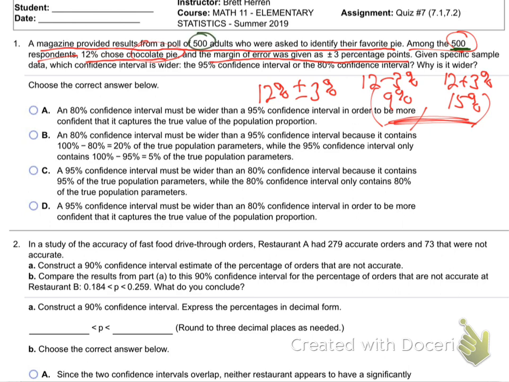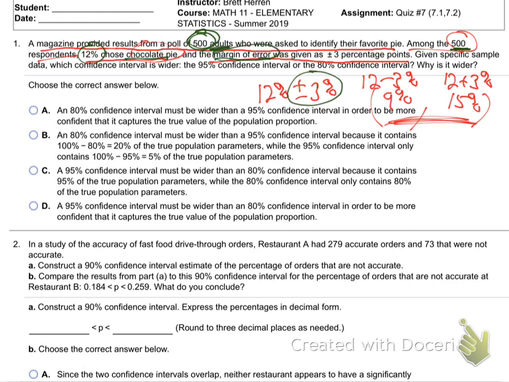So they asked 500 adults. This pie company wants to know which pie is most popular for what they should produce. They asked 500 adults, and 12% said chocolate was their favorite. But there's a margin of error, right? Because when you ask 500 people, that's not everybody in the United States, and you might get a little bit of a weird group. You might get a group who likes chocolate pie more than the average people in the United States, or less. Who knows? That's why the plus or minus, that's the margin of error.